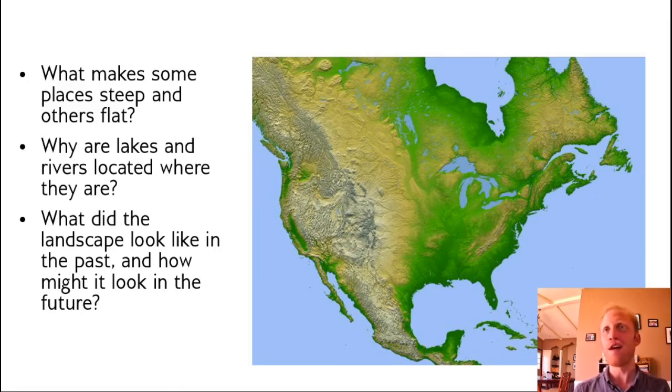And so overall, and here's a map of North America on the right, the topography, I want you to think about why some places are steep and why other places are flat. Why are lakes and rivers located where they are, and what does that tell us about how the landscape might have looked in the past, how it evolved from past to present, and how it might look in the future?